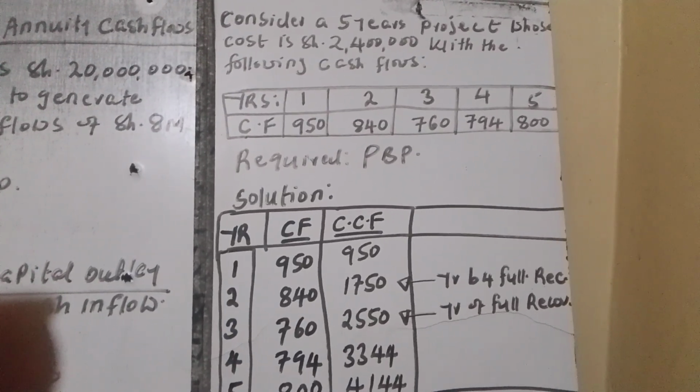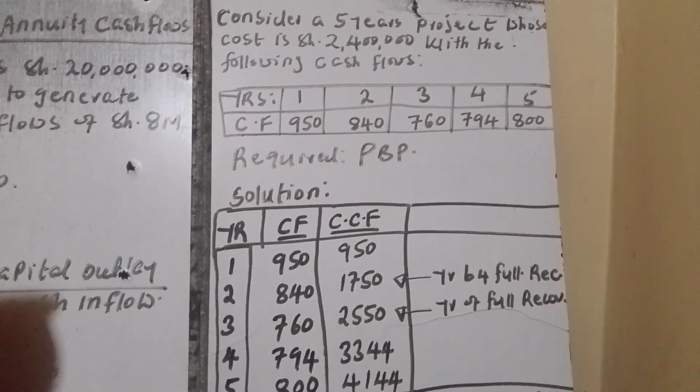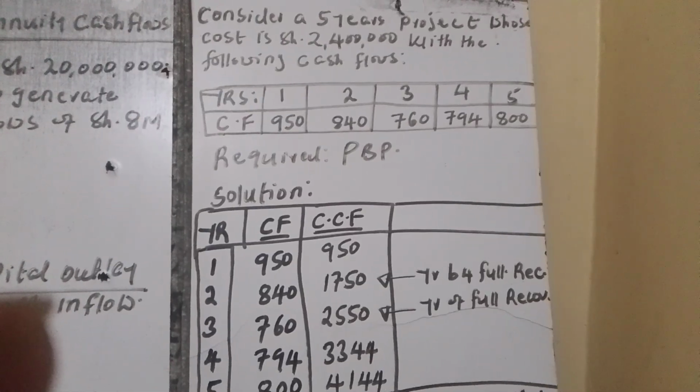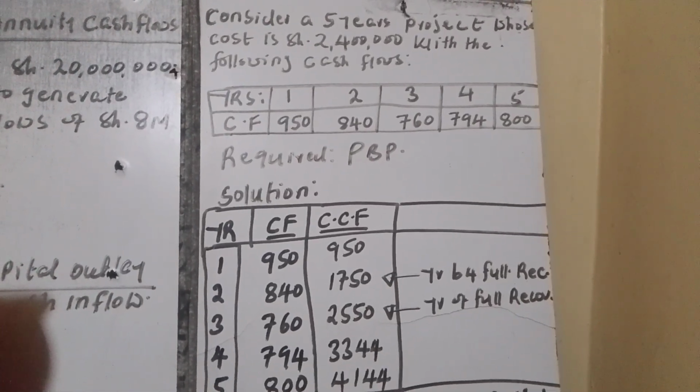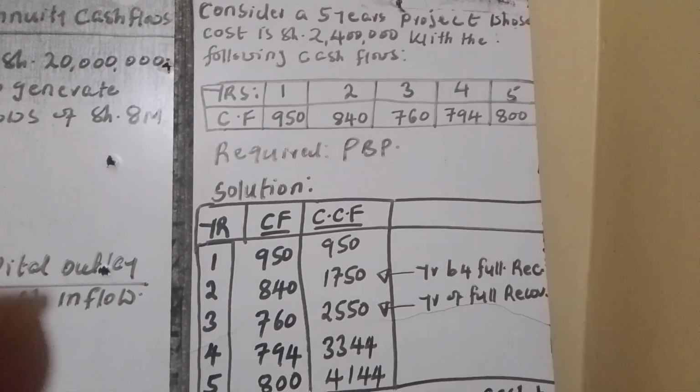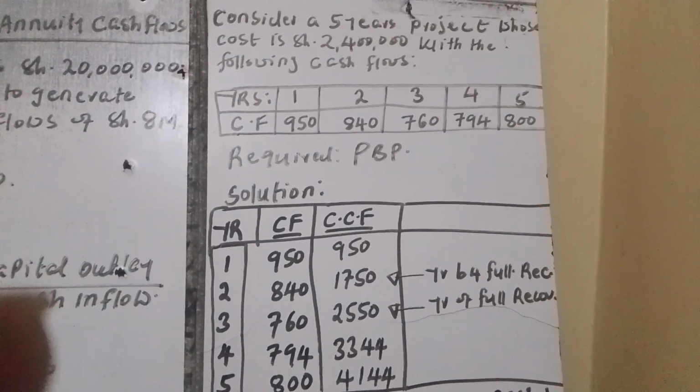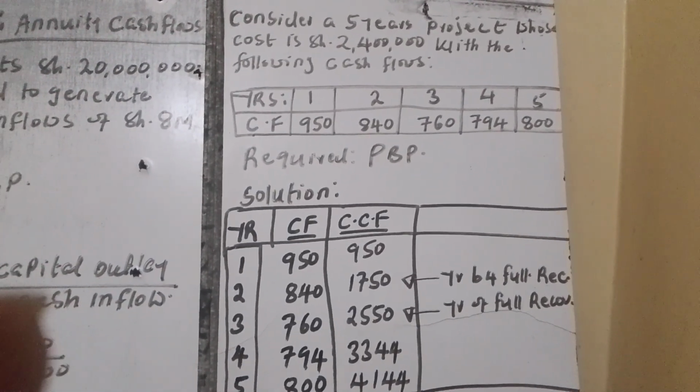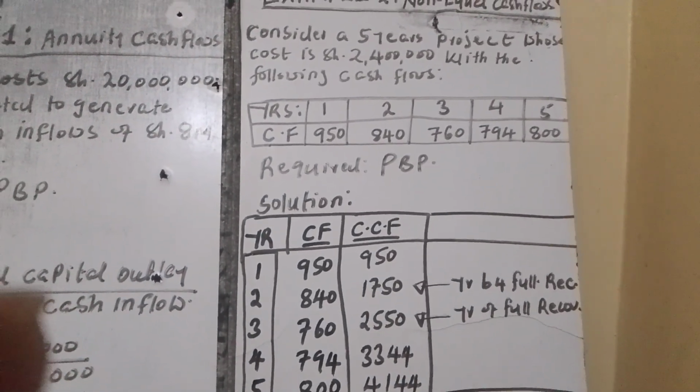Year 2, the project will generate 840,000. Year 3, the project will generate 760,000. Year 4, 794,000. Year 5, 800,000. Those are the cash flows.